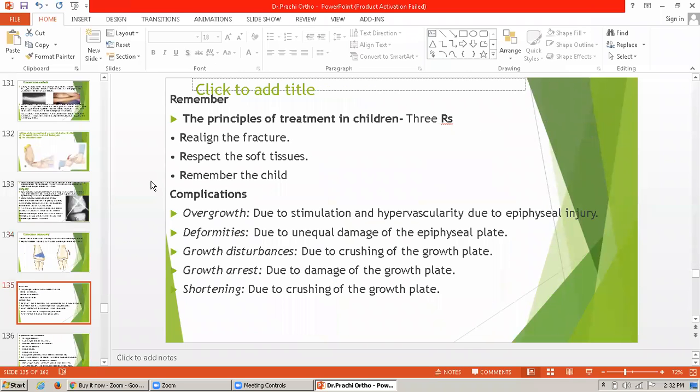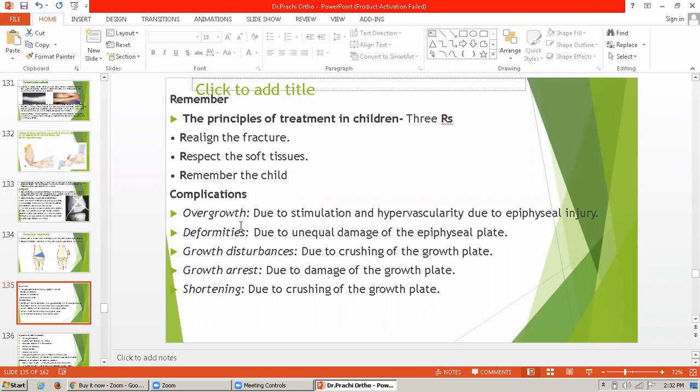So remember the principle of treatment in children: three R's, that is, reduction of the fracture, then respect of the soft tissues, and remember the child. That is reduction of fracture, respect of soft tissue, and remember the child.